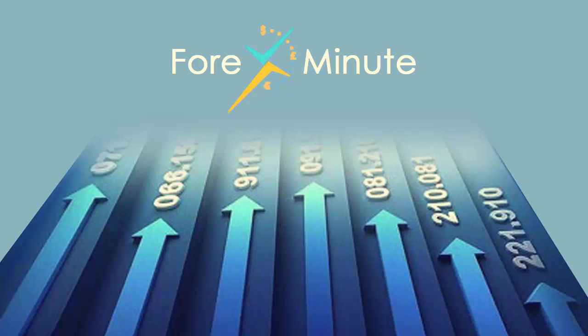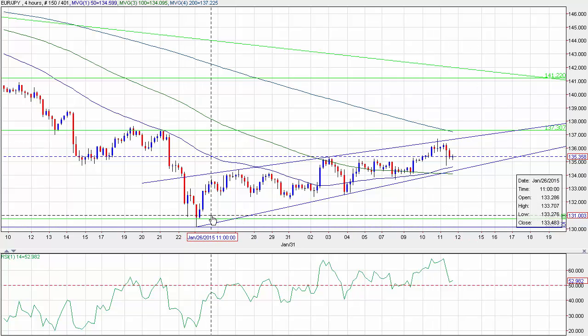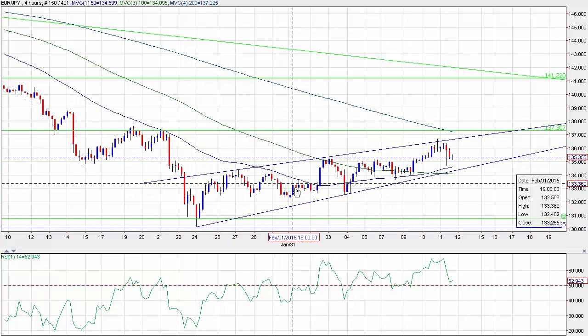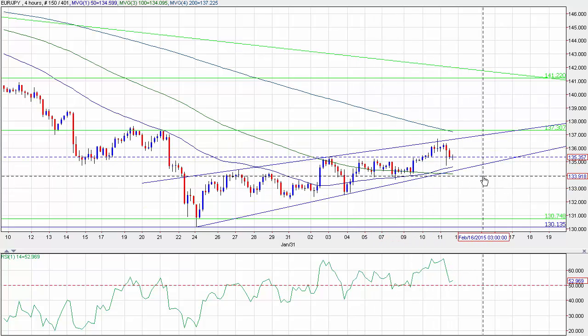It is Thursday, January 12th, and we're in the middle of the U.S. session. After making a low on the year at 130.13, the Euro-Yen has been drifting higher, but the structure of this rally looks vulnerable. Let's take a look at these charts.